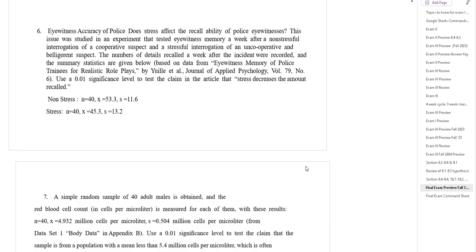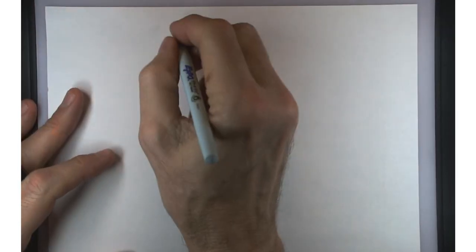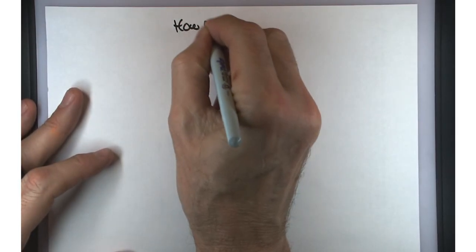All right, well, let's think about this for a moment. Now, when you're setting up your null and alternative hypothesis, there's a lot of things you're going to have to consider. So let me kind of zoom out and give myself a little bit more room here. I guess the first thing I would look at would be how many populations.